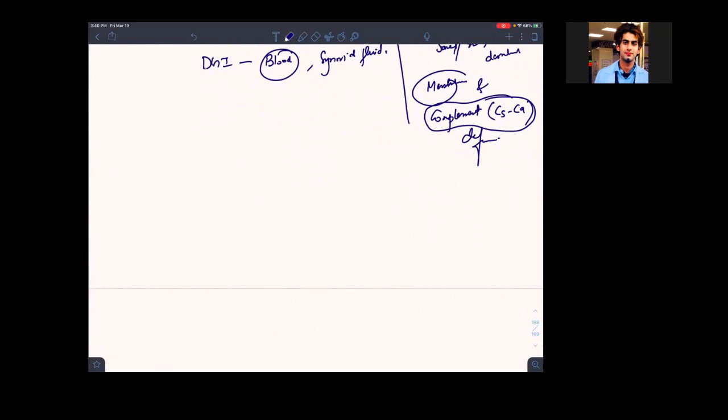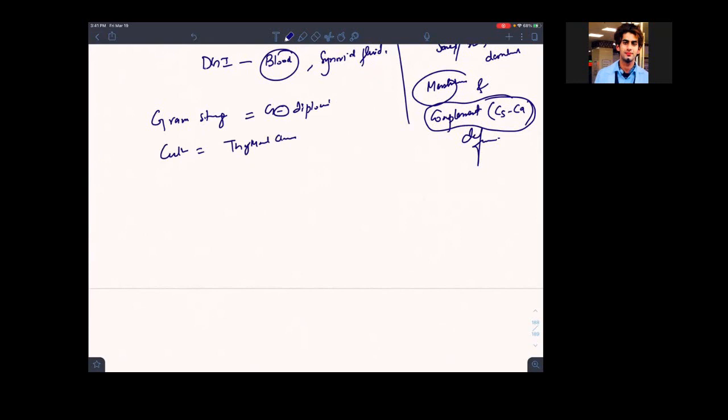Okay. So then you will do what? Gram staining. Since it's a gram negative, you will be appreciating gram negative diplococci on the gram staining. Okay. So which culture will you use for this? Thayer-Martin and chocolate agar, isn't it? Same.